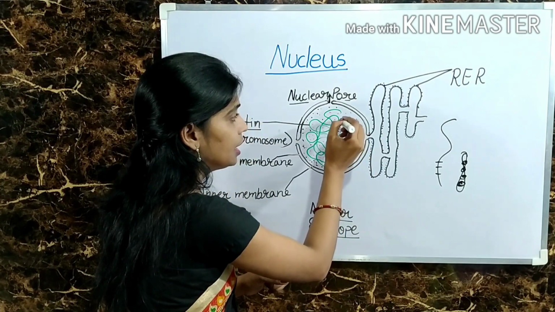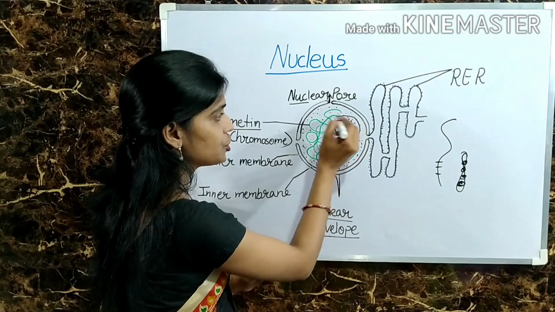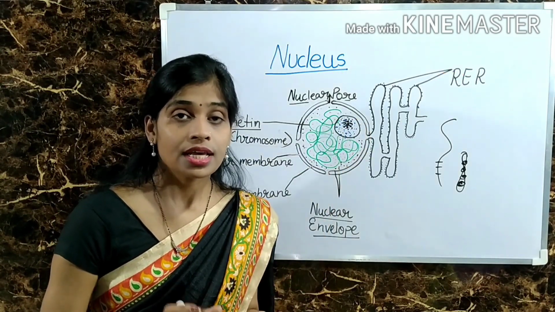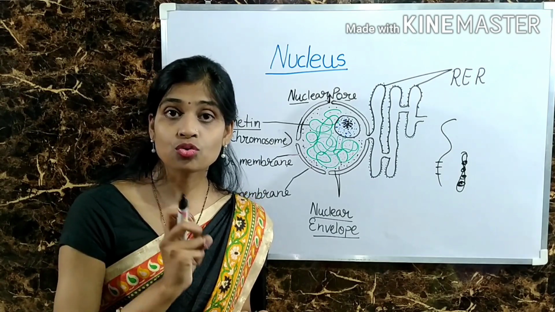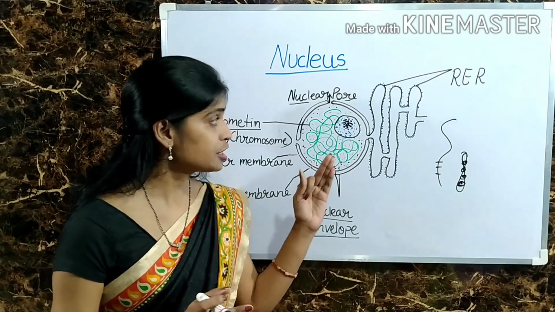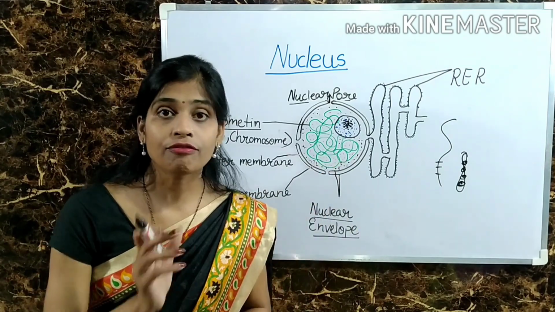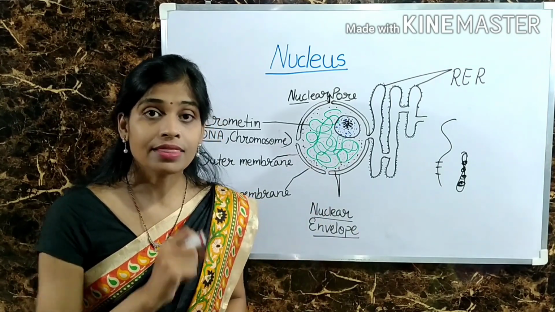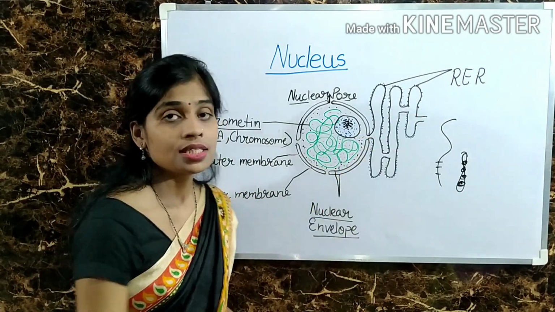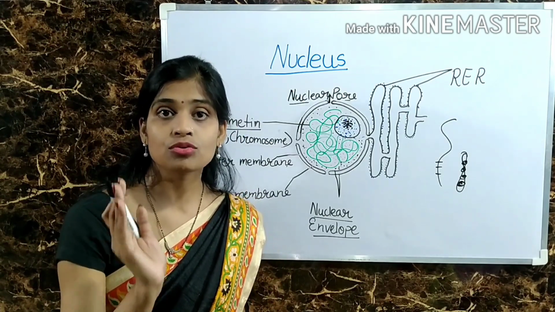The other structure you are seeing here is denoted as the nucleolus. The nucleolus forms the ribosomes. Formation of ribosomes takes place in the nucleolus, so it is also called the factory of the ribosomes. These ribosomes are transferred from the nucleoplasm to the cytoplasm or the other parts of the cell to make the complete ribosomes.